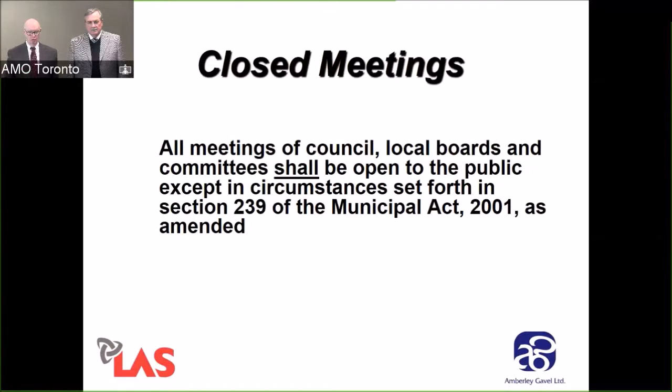Always the starting point is meetings shall be open to the public, the public will have access to it, and the clerk will have provided notice to the public that the meeting is occurring. And that's true of a regular council meeting, true of a special council meeting, and it's true of committee meetings. So let's go through the list, Nigel, of the limited permitted reasons to go into a closed meeting.